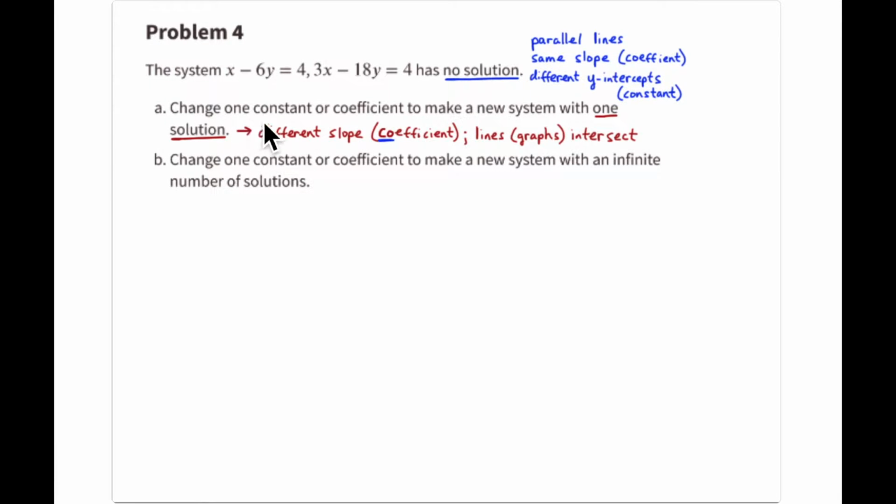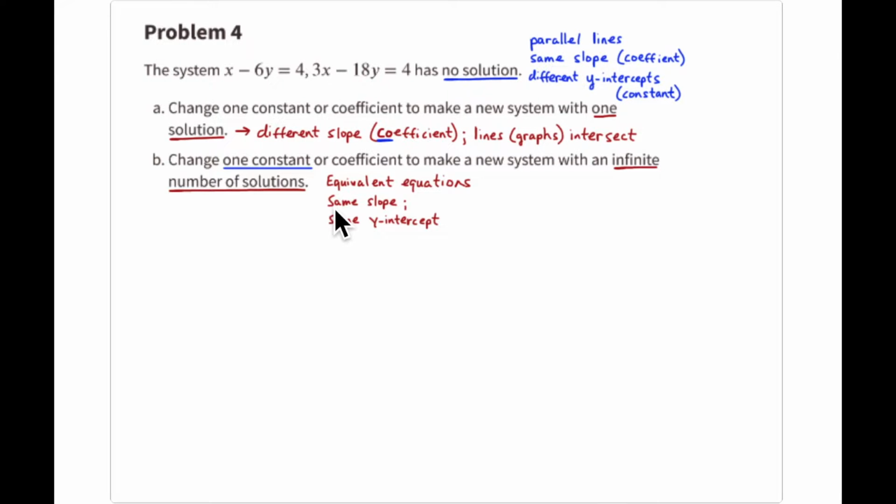So A says change one constant or coefficient to make a new system with one solution. That means change one of these equations so it has a different slope. If it has a different slope, those two graphs will intersect somewhere. So change the slope. I'm going to change the slope by changing one of these four coefficients, either this 1, this -6, this 3, or this -18, and the graphs will intersect.